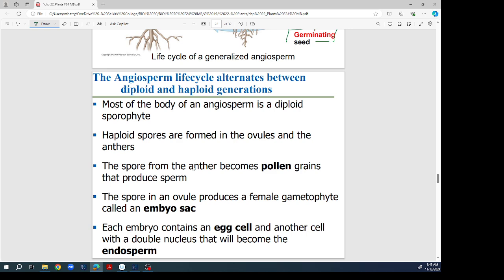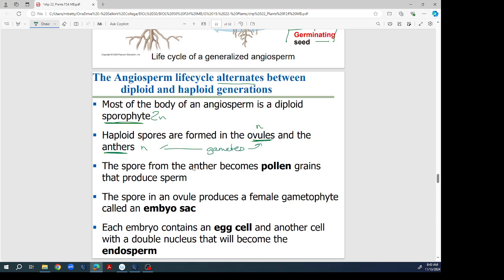So there is an alternation of generations again in angiosperms. It gets a little bit more complicated, a little bit more hidden within the reproductive parts of the angiosperm. So most of the body of the angiosperm is a sporophyte or is diploid, like we were talking about with ferns. The haploid spores are in the ovules and the anthers. And so this is 2N, these are haploid. And so spores were made by the sporophyte, and they're haploid. And so in these ones, these would be the gametes.